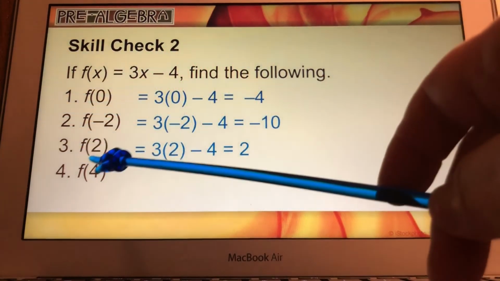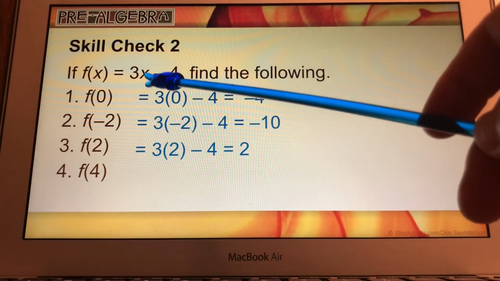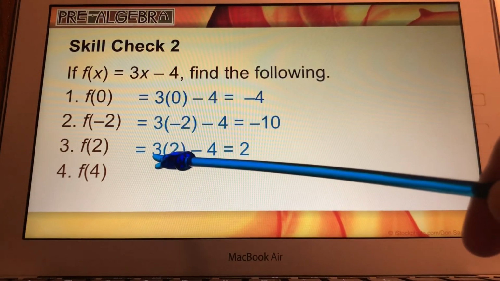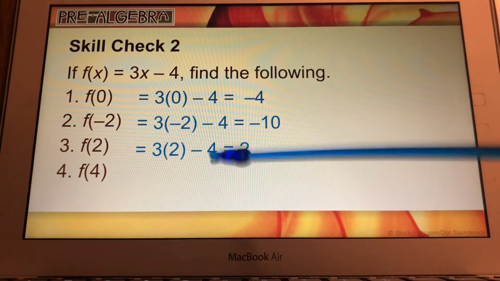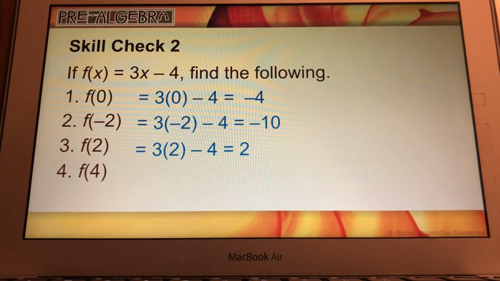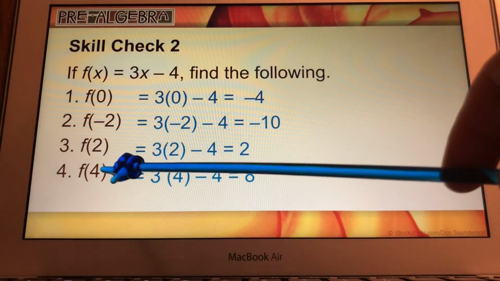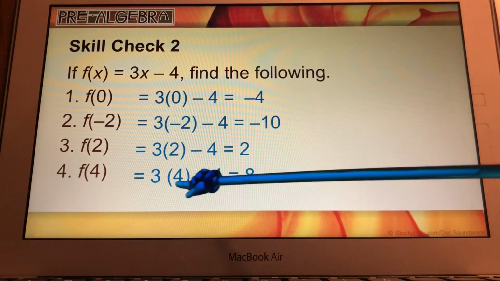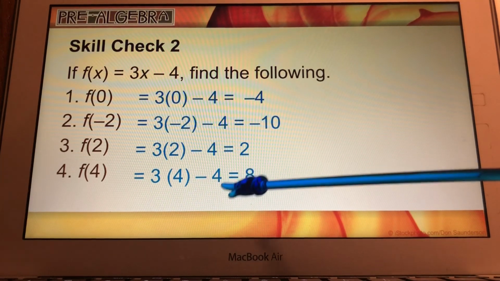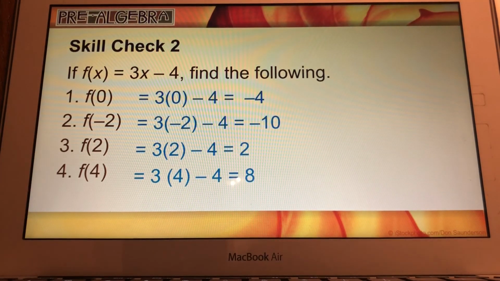If I have f of 2, I'm going to plug in 2 for x now. So this is going to be 3 times 2, which is 6, and then minus 4 equals 2. And then I have f of 4, so I'm going to plug in 4 here. 3 times 4 minus 4, and that's going to give me 8.